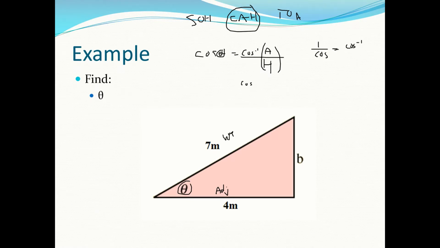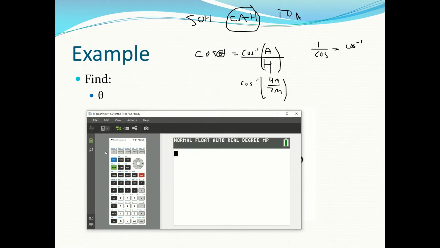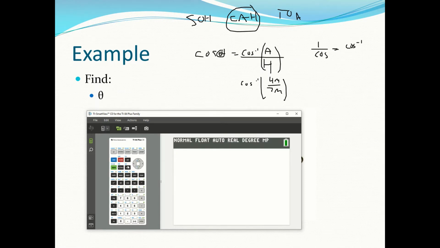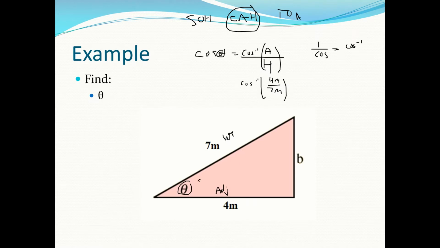So it's going to be cos negative 1 of our adjacent side, which is 4 meters, over our hypotenuse side, which is 7 meters. So in our calculator, we would make sure we are in degree mode, which I am, and then we would go second cos to get cos negative 1 of 4 over 7, and my answer is 55.15, so my angle is 55.15 degrees.